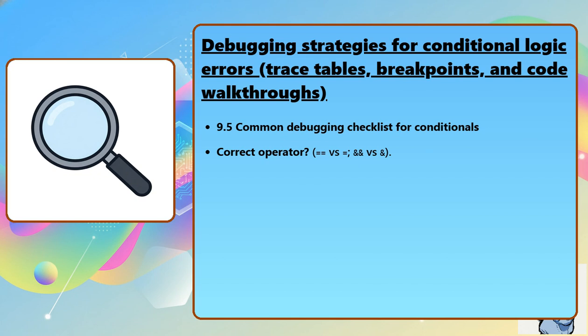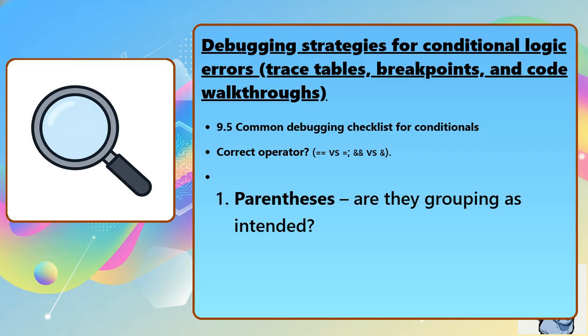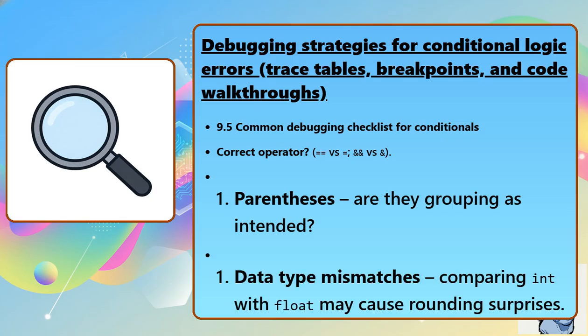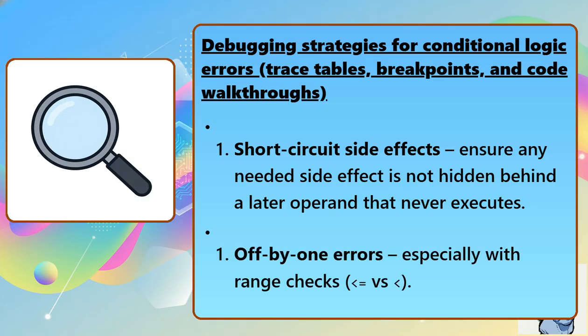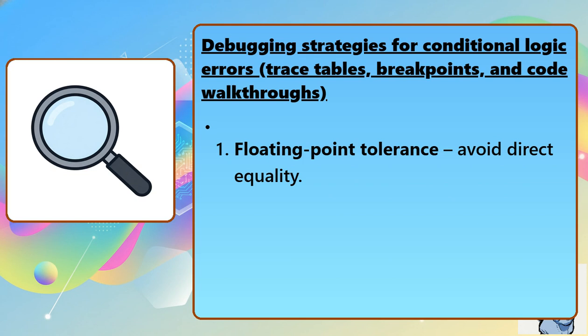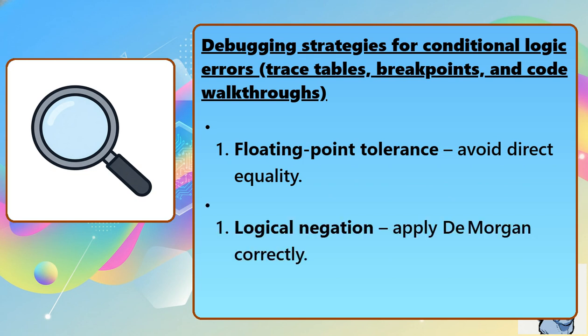9.5 Common debugging checklist for conditionals. Item 1: correct operator, equals versus double equals, and versus ampersand. Item 2: parentheses, are they grouping as intended? Item 3: data type mismatches, comparing int with float may cause rounding surprises. Item 4: short-circuit side effects, ensure any needed side effect is not hidden behind a later operand that never executes. Item 5: off-by-one errors, especially with range checks, less than or equal to versus less than. Item 6: floating point tolerance, avoid direct equality. Item 7: logical negation, apply De Morgan's law correctly.